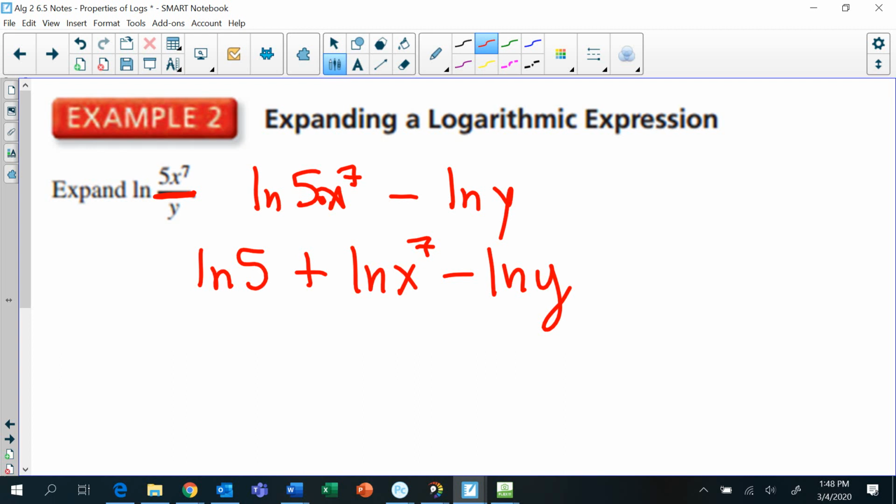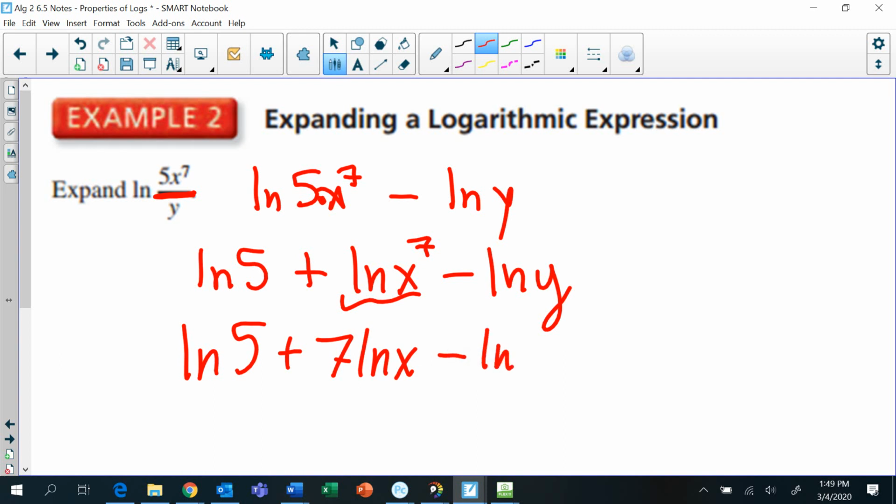Now, what happens to the 7? It goes in front. In front of what though? ln x, just the middle one. So it goes 7 ln x and then minus ln y. So this would be the most expanded version of that.